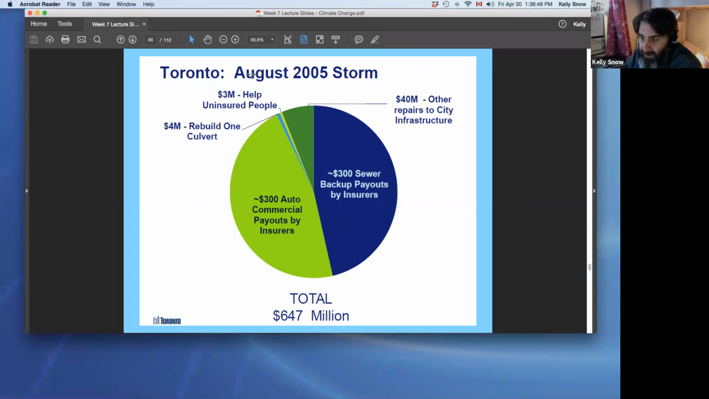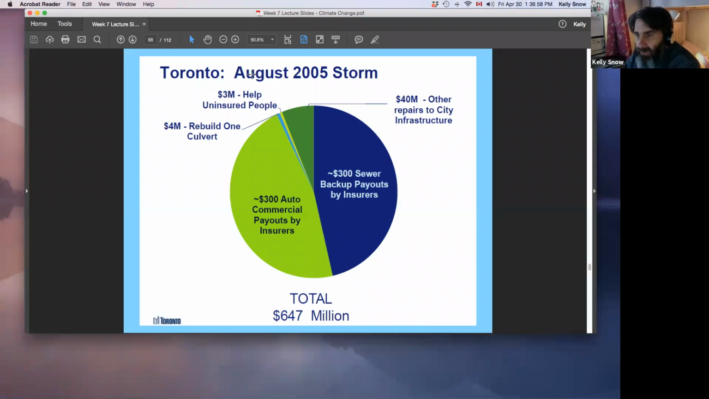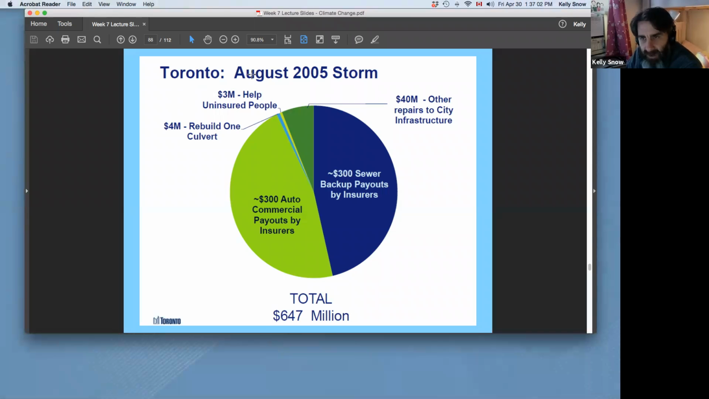Okay. In addition to that, we had commercial, like automobile insurance, which was around 300 million in payouts. So all of those were repaired and so on. And then the sewer backup payouts.